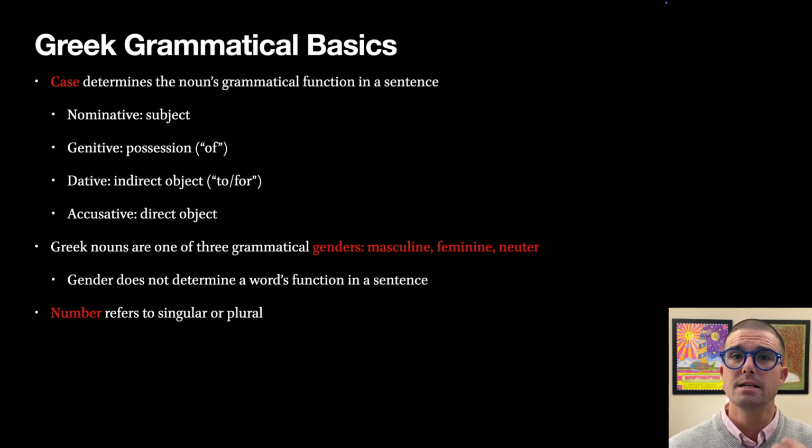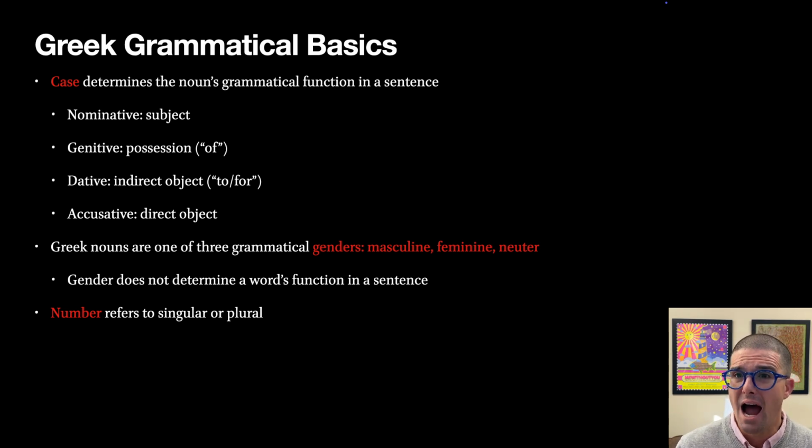And finally, number refers to singular or plural. So a Greek noun will change, just like a Greek verb does, depending on whether there is one entity doing the thing or involved in the noun, or whether it's multiple. So teacher versus teachers. The word will slightly change based on whether it's in the singular or the plural. So when we are parsing nouns or identifying the information about nouns, these are the three things we are looking for: case, gender, and number.